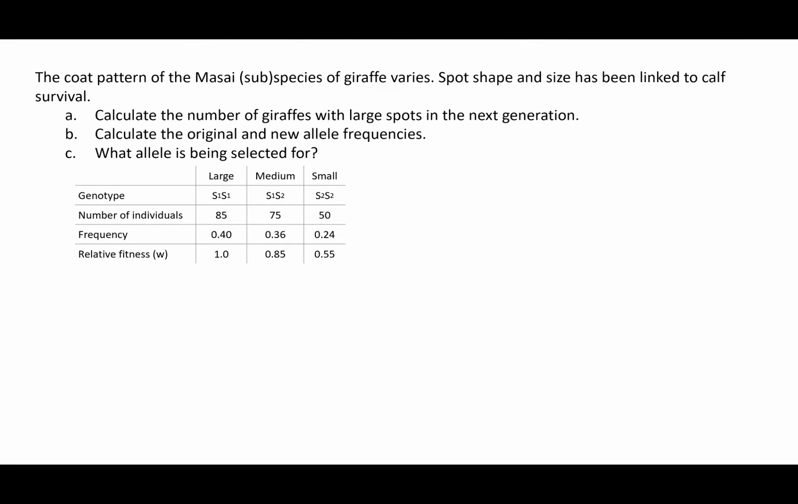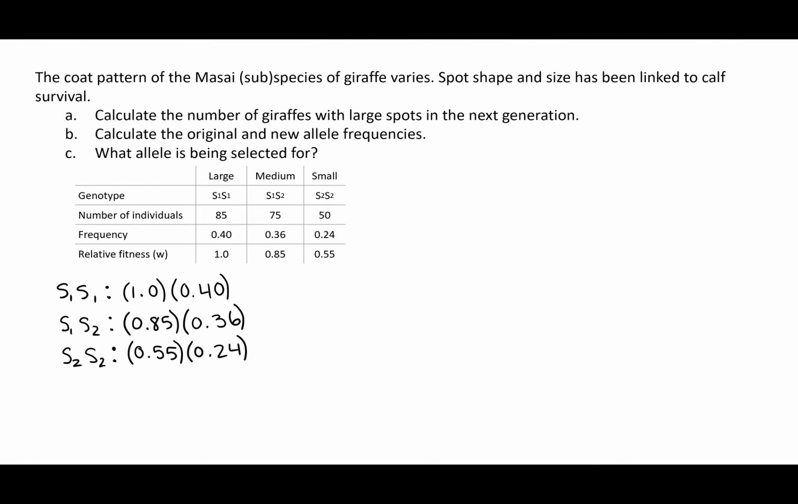Alright, let's get started. So we'll calculate the number of giraffes with large spots in the next generation. First we need to calculate the frequency of that genotype in the new generation. So we'll start with S1. You multiply the relative fitness W, which is 1.0, times the frequency, 0.4. And then we do the same thing for medium and small, multiply the relative fitness by the frequency. So 0.85 times 0.36, 0.55 times 0.24. We get some numbers: 0.40, 0.306, 0.132.